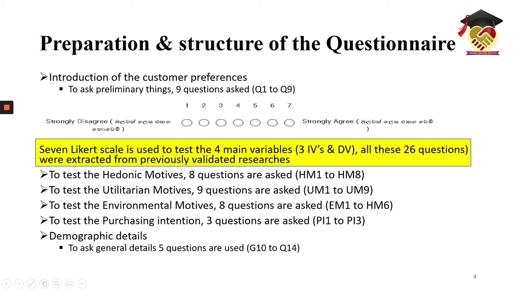The number 1 is strongly disagree. Number 2 is disagree. Number 3 is slightly disagree. Number 4 is average. Number 5 is slightly agree. Number 6 is agree. Number 7 is strongly agree. The other direction is also okay, but normally it is better to go from the lower side to the upper side, that means disagree to agree.